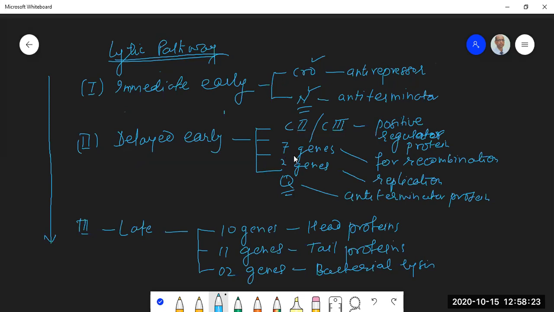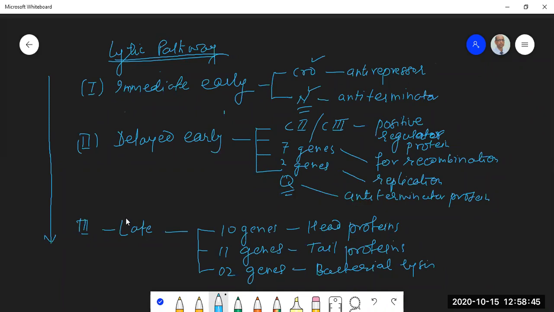There are 7 genes which code for proteins required for recombination. There are 2 genes which code for proteins involved in the replication of the phage DNA, and you have another gene called Q, which codes for an anti-terminator protein.